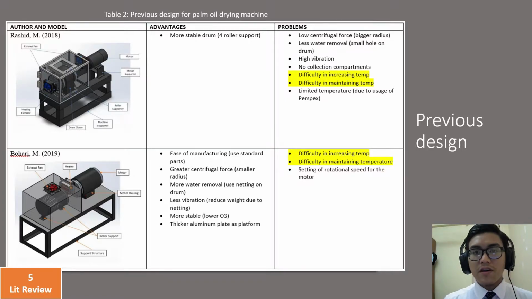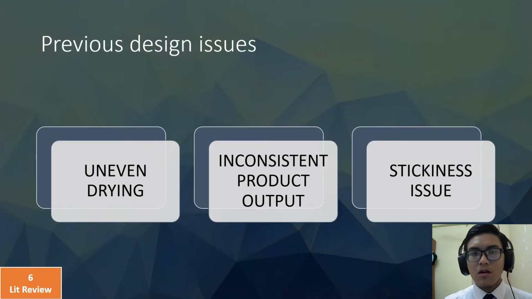This table shows the advantages and problems from the previous design. As highlighted, both designs have the same common problems, which are difficulty in increasing and maintaining temperature. However, it is also stated in the previous report that the previous machine had some vibration and stability issues. Some issues have arisen due to the previous design problems. The issues are uneven drying of the sludge, inconsistent product output, and stickiness issues at the rotary drum.